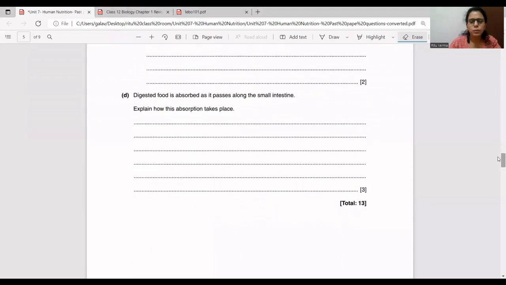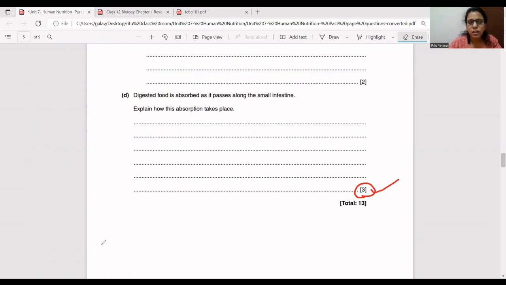Okay, how the process of absorption takes place. And this question they have asked for 3 marks. Now we know that absorption of digested food occurs in small intestine. Okay. Now you have to explain how this absorption occurs. Now how you will write, you have to write at least 3 valid points.